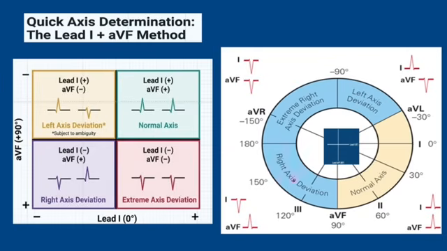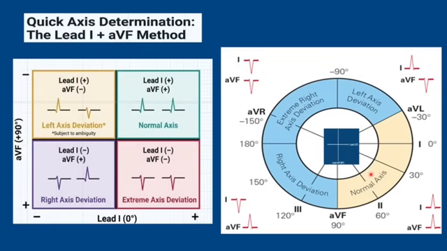Then look at the QRS in leads 1 and aVF. For example, if the QRS is positive in lead 1 and aVF, positive will go in this direction for lead 1, and then aVF at 90 degrees will go down like this, it is positive as well. So it is normal axis.